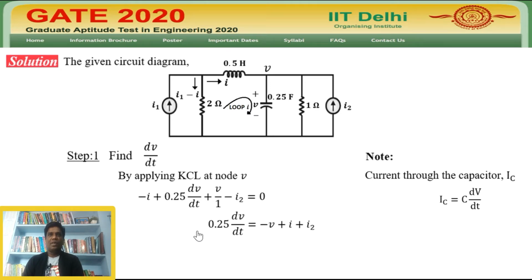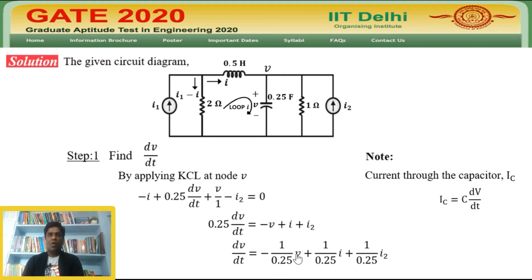Then the equation will be 0.25 into dV by dt equal to minus V plus I plus I2. Next, shift 0.25 to the right hand side, where it takes the place of the denominator of minus V, I and I2. Then the equation will be dV by dt equal to minus 1 divided by 0.25 into V plus 1 divided by 0.25 into I plus 1 divided by 0.25 into I2.